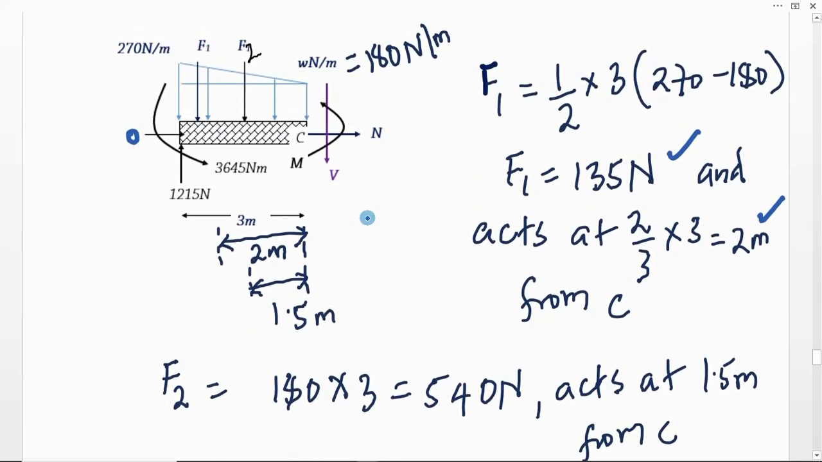Then F2 is a uniformly distributed load, so it will come from the area of a rectangle. The length is 3 meters and the width is 180. This is width times length, and this gives us 540 newtons because it's 180 times 3, and this will act at the center of this free body diagram, and therefore since the length is 3, it will be 1.5 meters from point C.